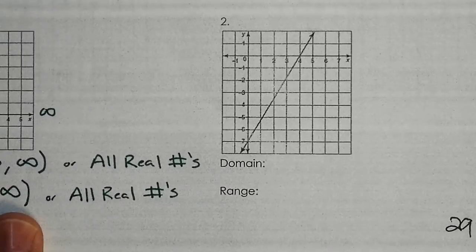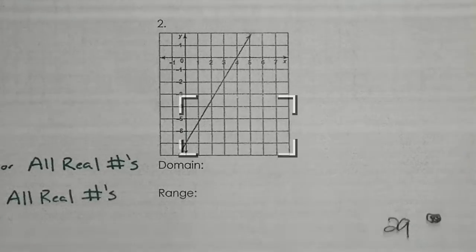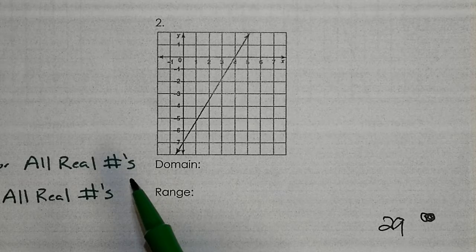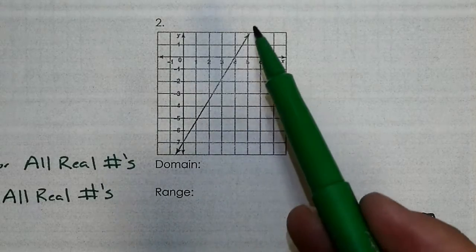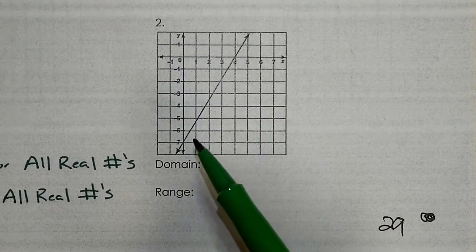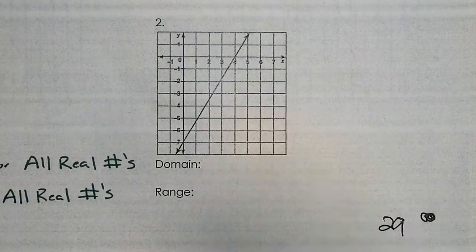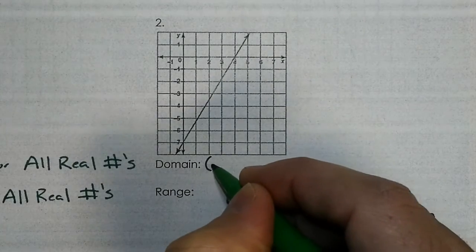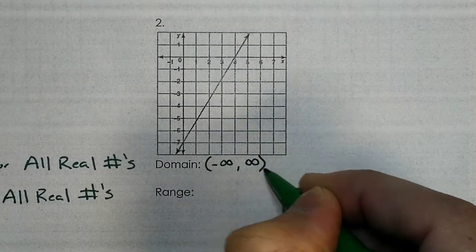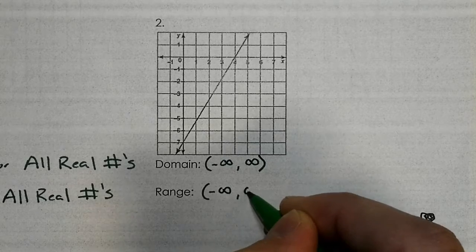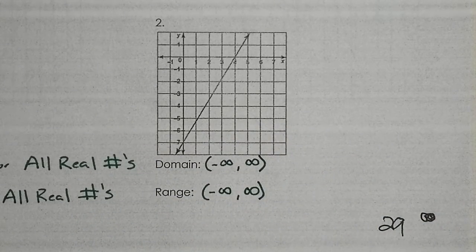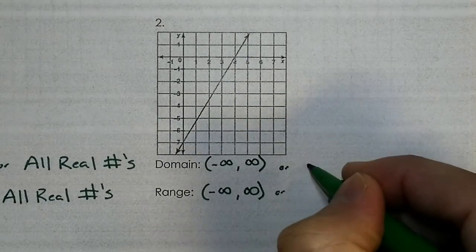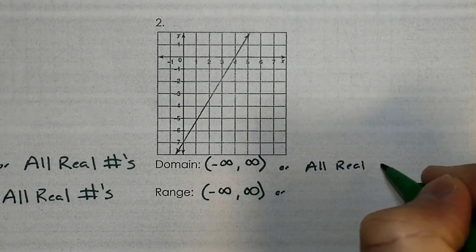All right. So let's look at number 2 here. Take a look at this graph. How far left does this graph go? How far right does this graph go? How far down does this graph go? How far up does this graph go? So literally, it's the same exact answer. You'll write down negative infinity to positive infinity. And like you said last year, how did y'all say it? All real numbers. Or all real numbers.